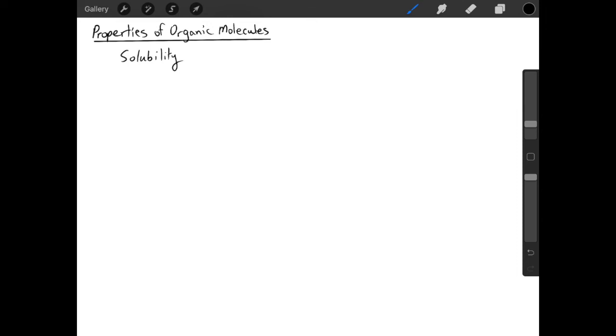Solubility refers to a material's ability to dissolve in a solvent, and it is related to the polarity of the molecules. In general, a molecule that is polar, or at least has polar functional groups, is going to be more likely to dissolve in a polar solvent than a nonpolar solvent. And by the same argument, a nonpolar molecule is more likely to dissolve in a nonpolar solvent.